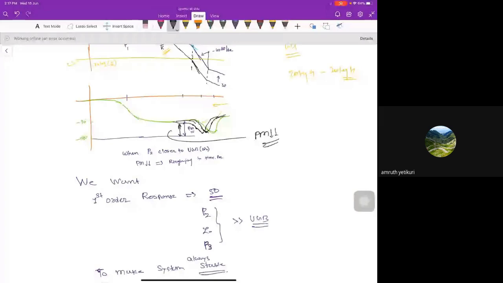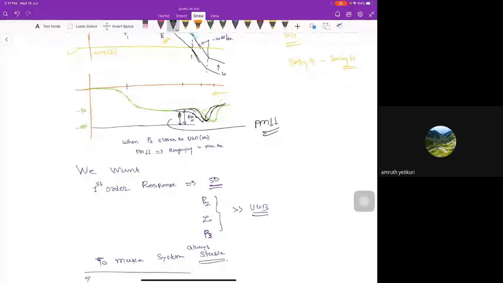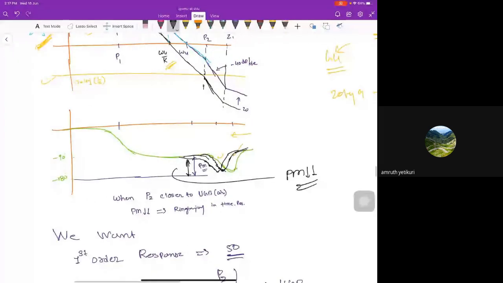So that's why I have told you that by adding a zero, a zero in the RHS plane, it adds phase lag in the system, and due to that my phase margin is degraded. One more thing is that similarly, if P2 is closer to the UGB, the phase margin is degraded, and the degraded phase margin we have already seen will create ringing.